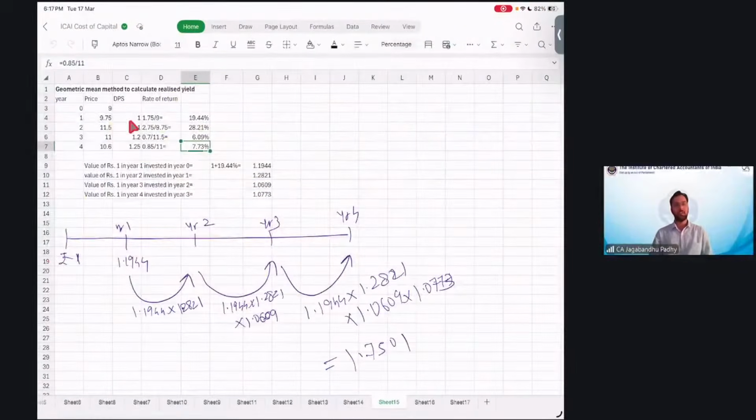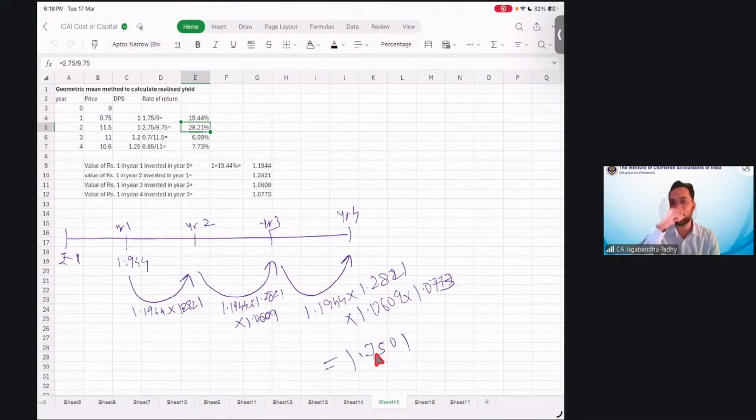Okay, so for the geometric mean, you compute the rate of return for each of the years of your investment, like year one, year two, year three, year four. And then you say that overall, what's the rate of return that you have earned in its totality. So over a period of 3 years, or over a period of 4 years, what's the rate of return you have earned? So 1 rupee becomes 1.1944, then it again grows at 28.21%, again grows at 6.09%, again grows at 7.73%. So this keeps on growing, and this value is the maturity value.